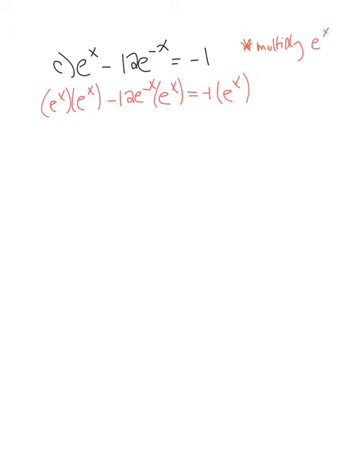Okay, so as you can see, I've multiplied each of these terms by e to the x. So e to the x times e to the x minus 12, e to the negative x times e to the x equals negative 1 times e to the x. Now, I'm going to go ahead and simplify this. So I have e to the x times e to the x. I know that that's just e to the x squared. Minus 12, e to the negative x times e to the x, we're going to get a negative x and a positive x, and that's going to cancel out to be 0. So really, these two terms just cancel each other out. And then I'm going to be getting equals a negative 1 e to the x.